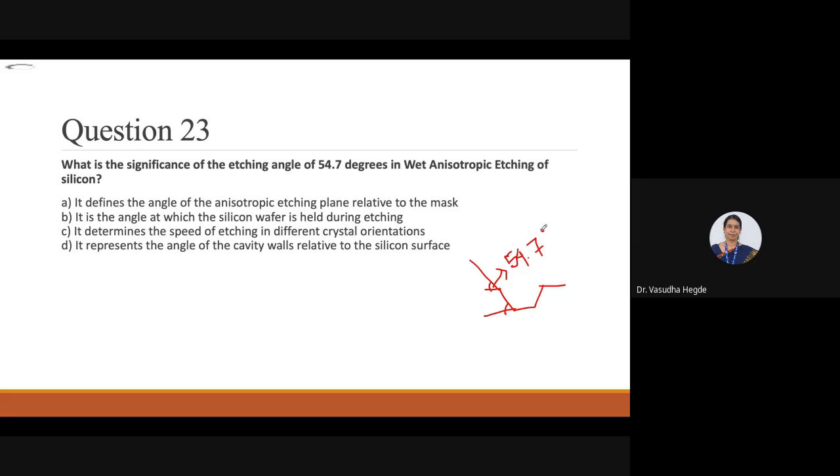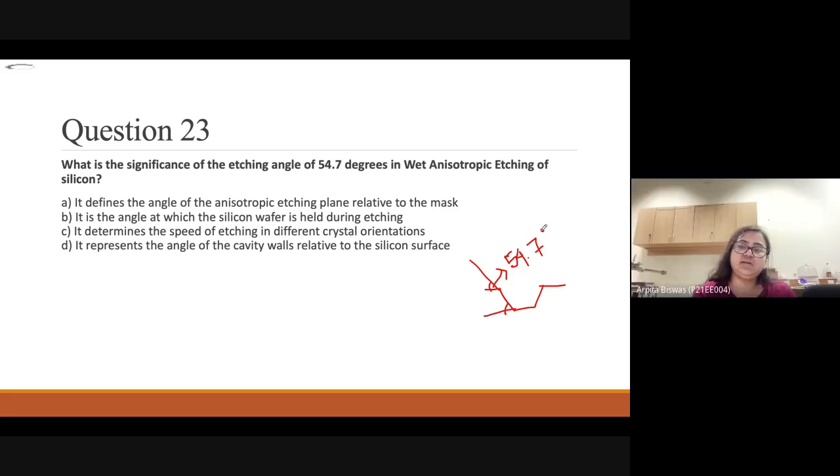No, why did the mask come into the picture there? It has to be D. Is the mask coming in or not? No, the mask is not required. It has to be D. Option D is the right option. It represents the angle of the cavity wall relative to the silicon surface.